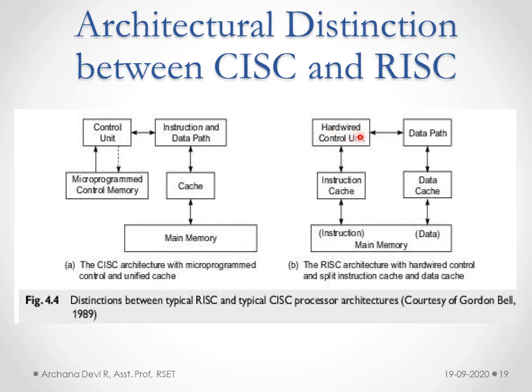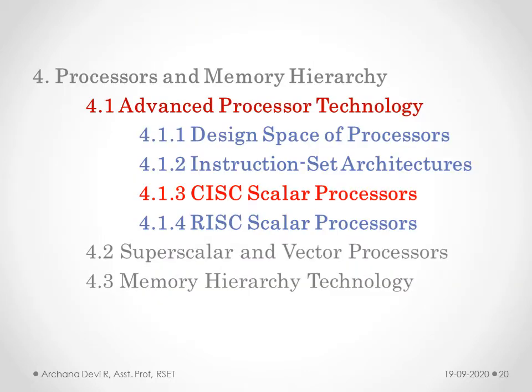In a hardwired control unit, there are fixed logic circuits wired inside the control unit itself. This makes the operations faster. You don't have to depend upon a separate memory in order to issue the control signals. Everything is wired inside the control unit itself, and that makes the RISC processor faster. So in CISC architecture, you have a microprogrammed control with a unified, single cache, whereas in RISC architecture, you have two separate caches. So that's about the instruction set architecture.